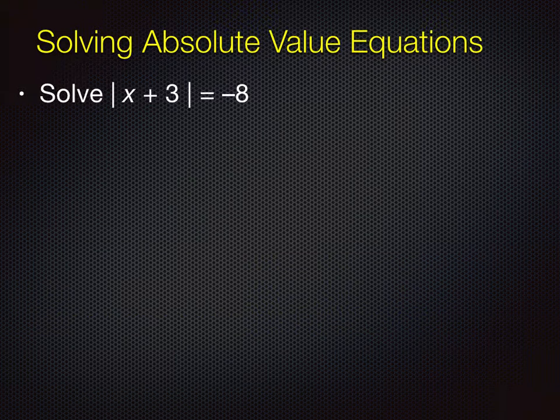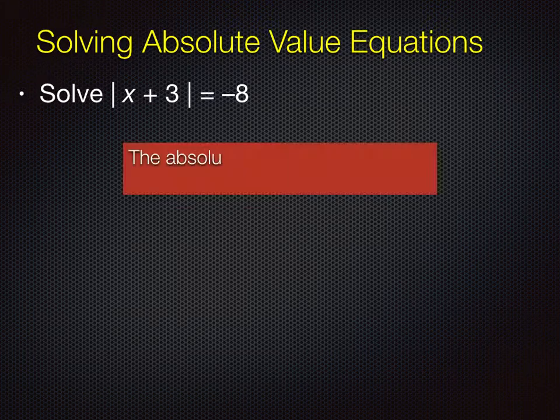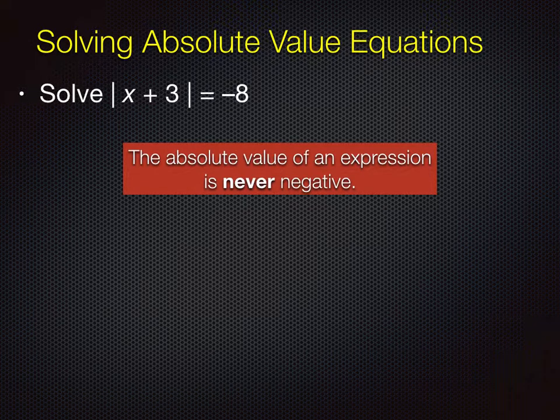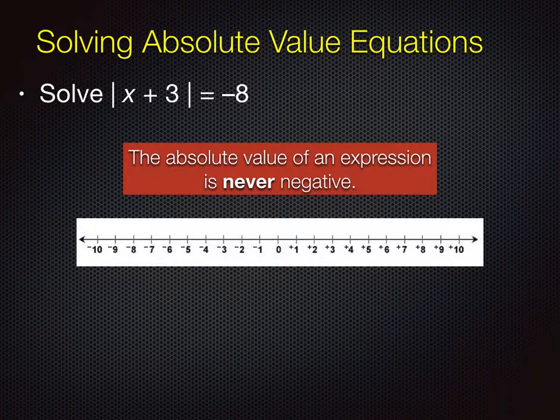Now sometimes you'll see an absolute value equation like this one, and something looks strange about this because the absolute value of an expression is never negative. In other words, there is no value of x which, when you add 3 to it and then take the absolute value of the expression, will ever equal a negative. So we say there is no solution in this case.